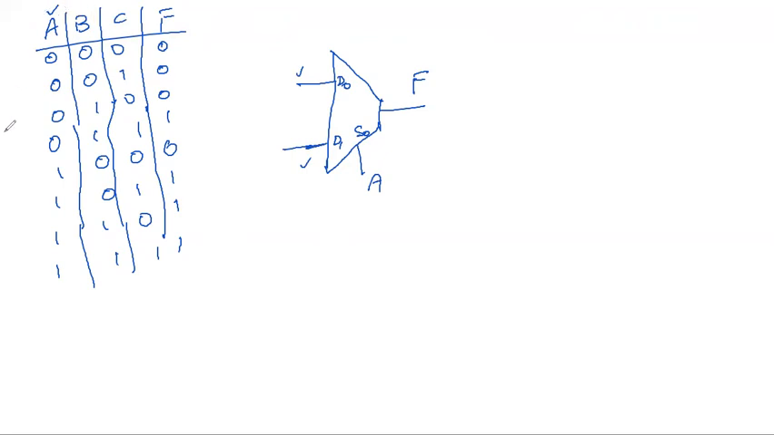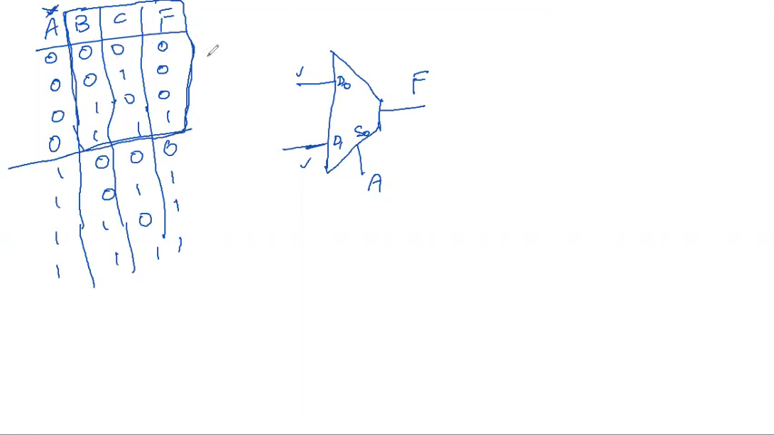So divide these 8 numbers into 4 parts: first 4, second 4. Okay. Here A is already written, so leave A. Now observe BC and F. Okay, BC and F. Let us see BC and F.